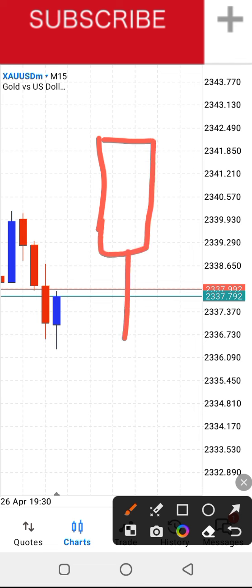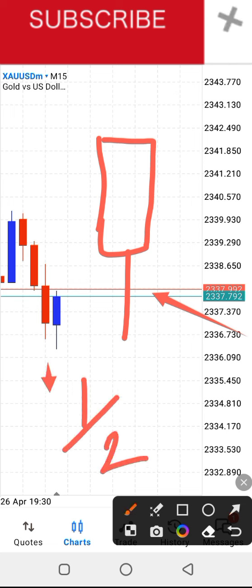Okay, now the very first criteria for you to identify your big pin is that this sharp part, or the wick, okay, which is the wick of the candle, this sharp part has to be almost half. Okay, it has to be almost half of the full candle.